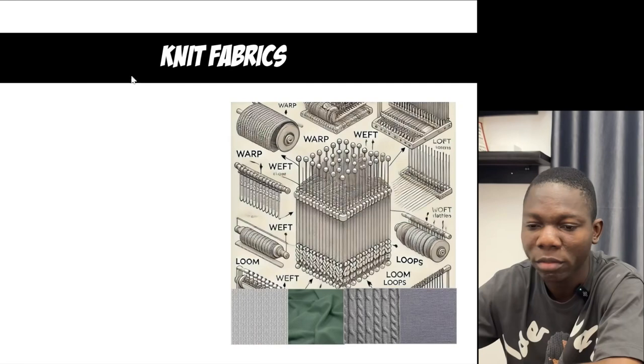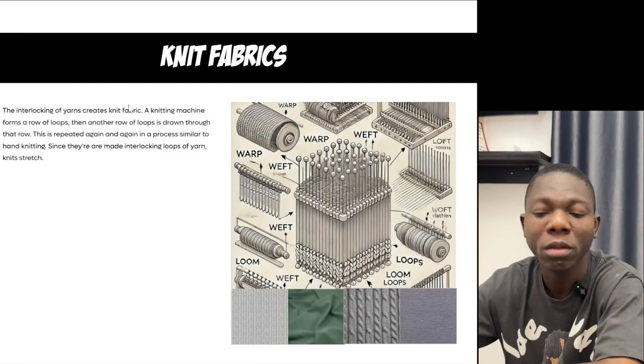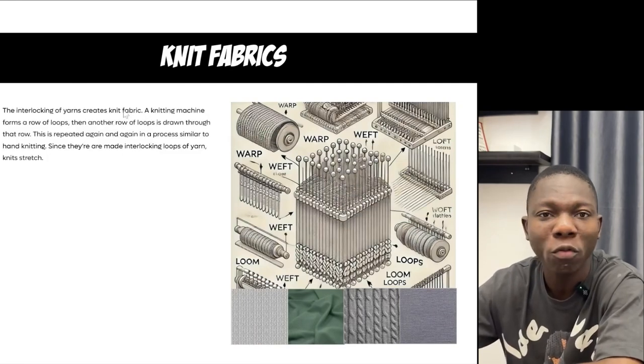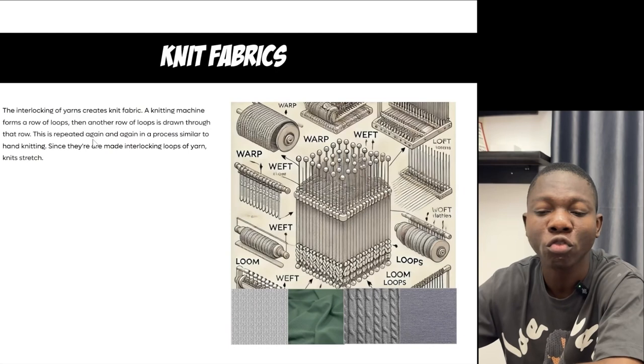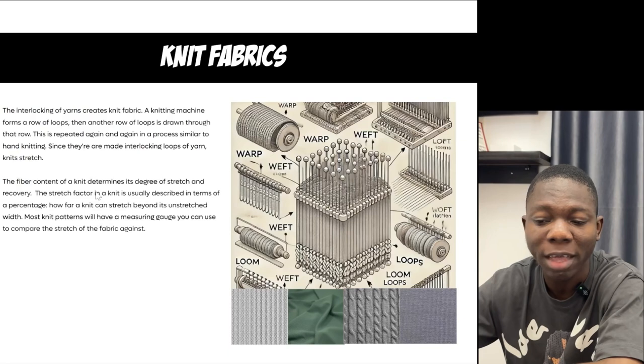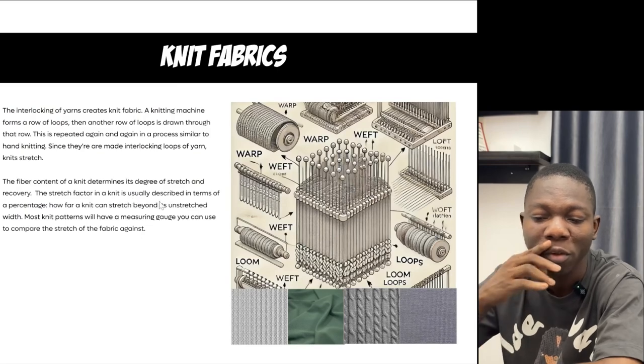The next one is knit fabrics. These fabrics are made by interlocking yarns together, unlike woven fabrics where you interlace yarns. A knitting machine forms a row of loops, and another row of loops is drawn through that row. This is repeated over and over in a process similar to hand knitting. Since they are made of interlooping loops of yarn, knits stretch. The fiber content of a knit determines the degree of stretch and recovery. The stretch factor in a knit is usually described in terms of a percentage.